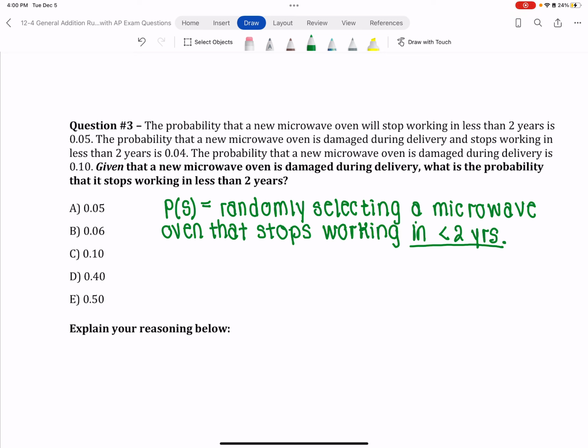Now, the probability of D is actually randomly selecting. It is always done randomly. A microwave oven that is damaged during delivery.